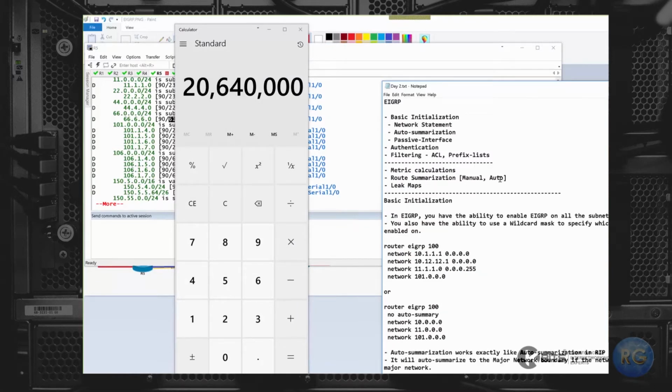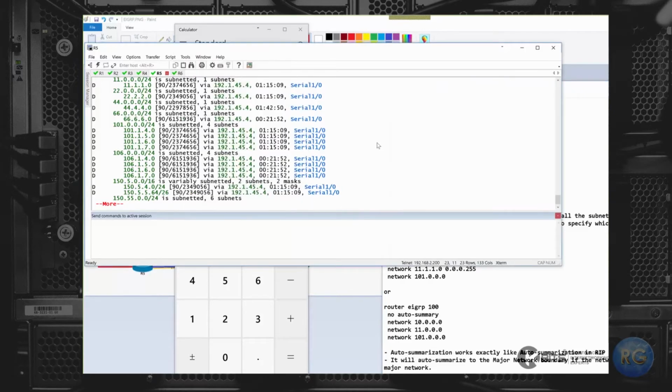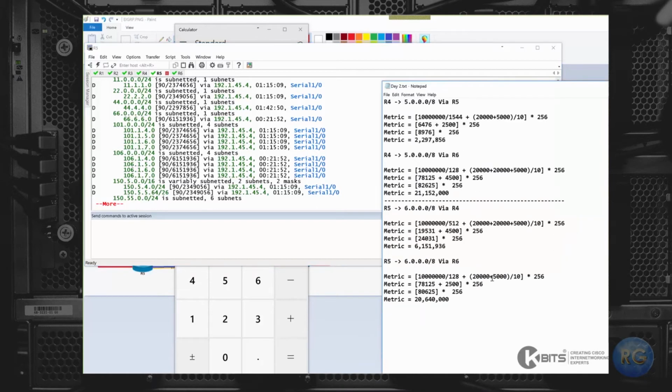Route summarization. Let's take a look at route summarization. Any difference? Only the successor route is in the routing table. That is correct. The feasible successor stays in the topology table. In case the successor route goes down, the feasible successor is put into the routing table immediately. Now, route summarization is the next topic. Auto we have done. Now we need to do manual.